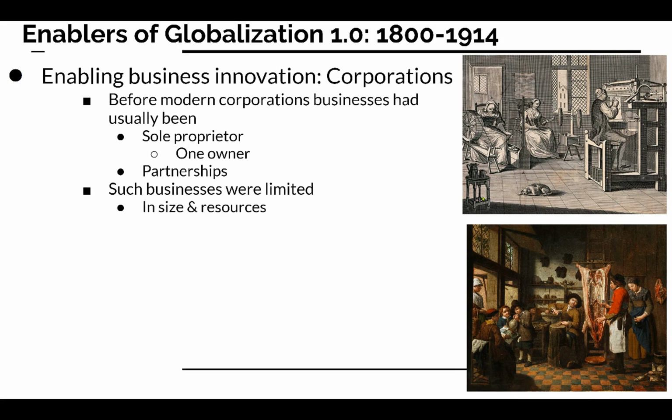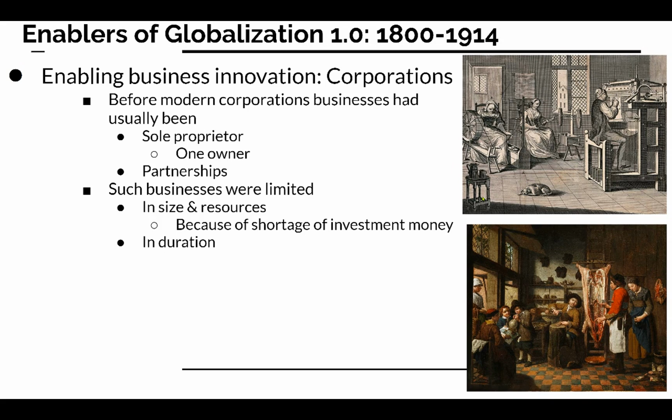They could only get so big, and they could only have so many resources. The reason that they could only get so big and do so much was because there was not a lot of money to be invested in these businesses. You had to start out small because all you had was the money you had. You could grow the business only as profits allowed you to grow the business. And that was a very slow process.